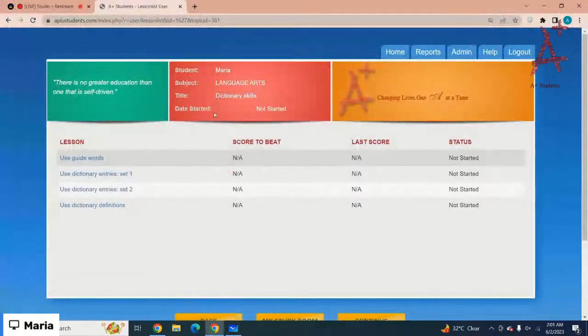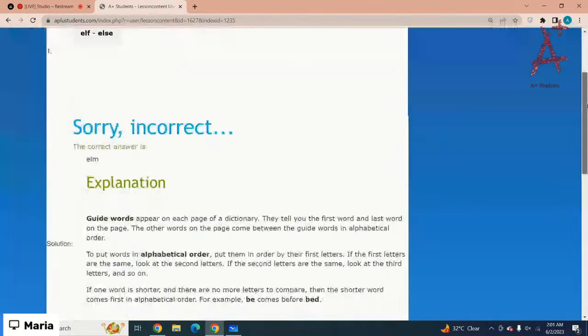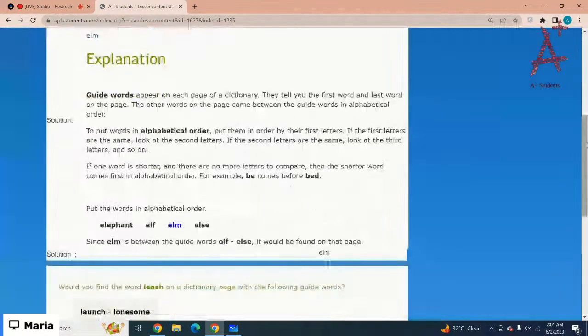Okay, here I am on grade 3 language arts. We are going to start with the chapter dictionary skills. Let's start with the first lesson, use guide words. Okay, let's just see what guide words are.